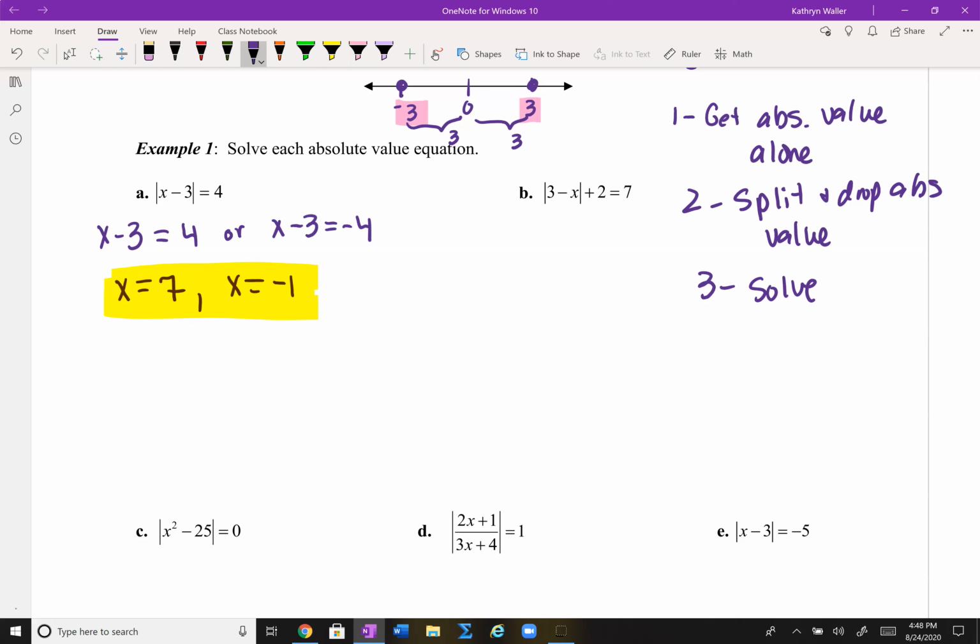Okay, question B. The absolute value is not alone because that 2 is there. So step 1 is to pull the 2 over. So you have the absolute value of 3 minus x is 7 minus 2, which is 5. Now your absolute value is alone, so now you split it in 2 and you drop it. So the 3 minus x could be 5, or the 3 minus x could be negative 5. And then you solve it.